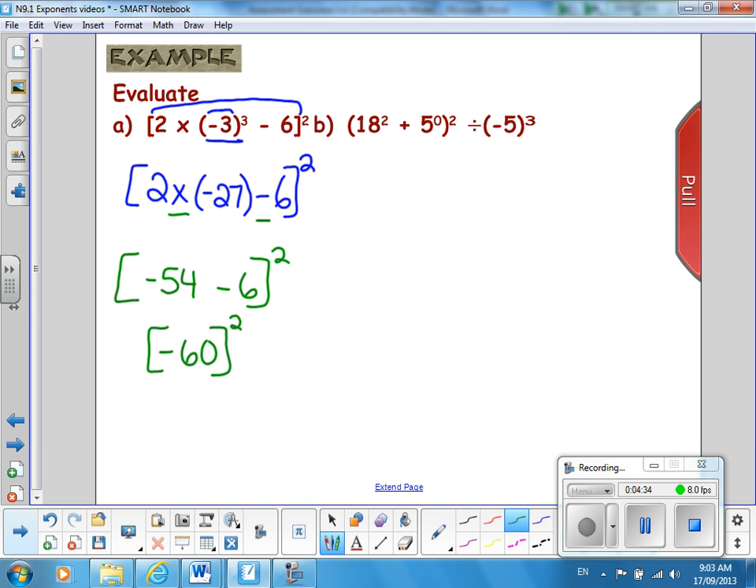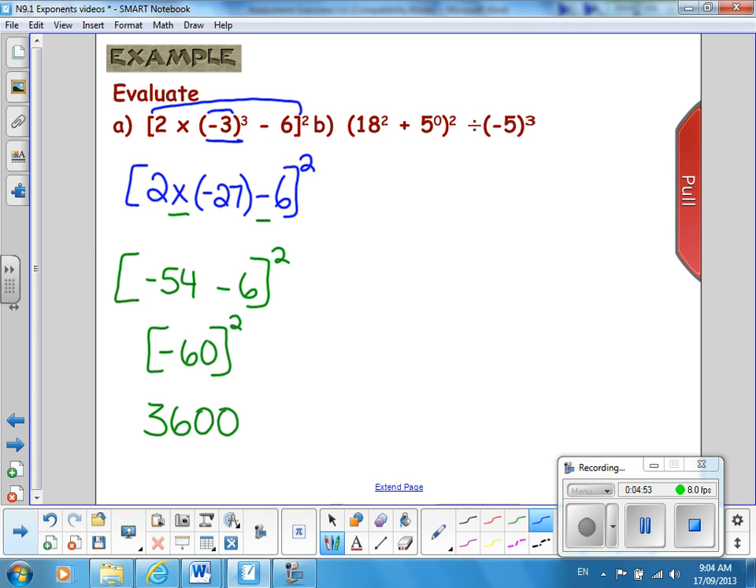That negative sign is inside the brackets. The exponent 2 is outside the brackets. So that tells us that the negative is a part of the base. So it's negative 60 times negative 60, which is 3,600.